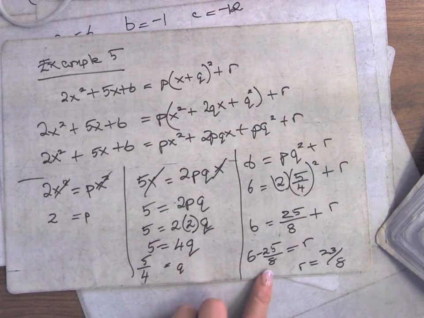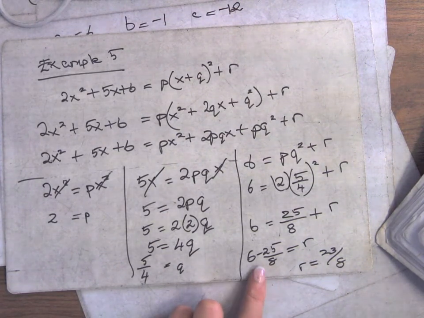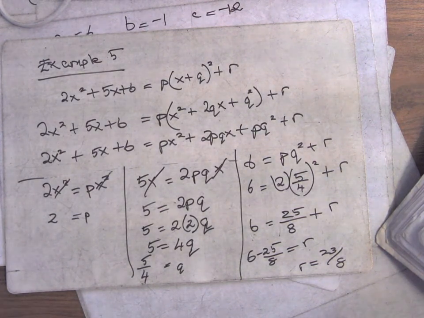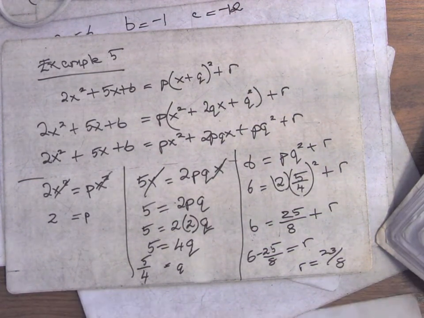6 take away 25 over 8. Someone might check my calculations. I think I'm right though, right? Did anyone check me out? 6 minus 25 over 8. That's 5 over 2? I got 23 over 8. Oh, no, I didn't square it, sorry. Some people got 23 over 8. Right, are we good?